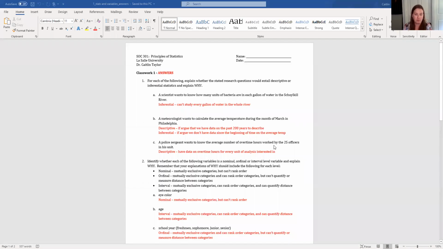So you'll see I always post a document that has the classwork answers right on them. And then I'll also post my verbal explanation, which is what this is, for the classwork answers. So we can go ahead and look at these together.